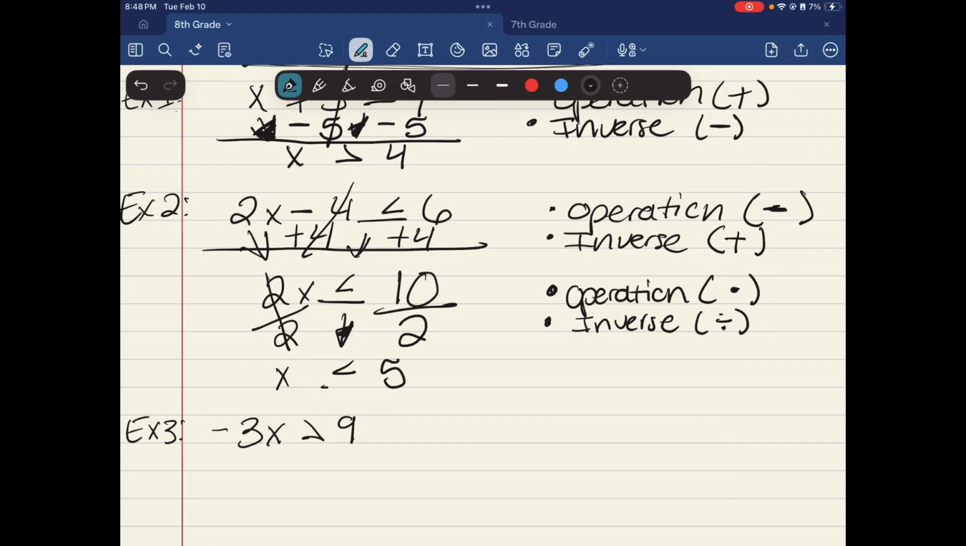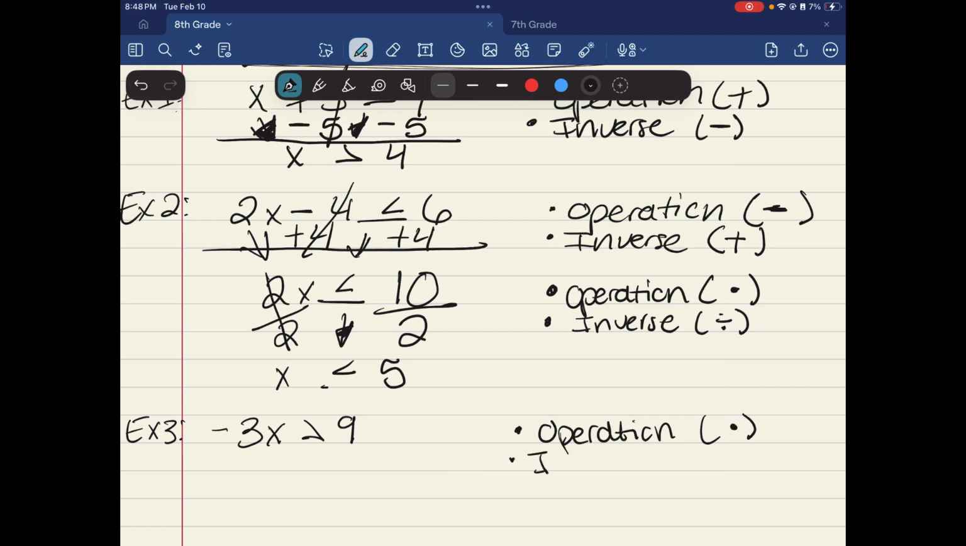Okay, so my next problem is negative 3x greater than 9. I know this looks like a minus sign, but it's actually saying negative 3x. So I'm going to identify my operation. Disregard this sign. It means negative in this moment. It does not mean minus. We are going to look at this part. Remember, 3x is another way of saying 3 times x. So times, aka multiplication, that would be our operation.